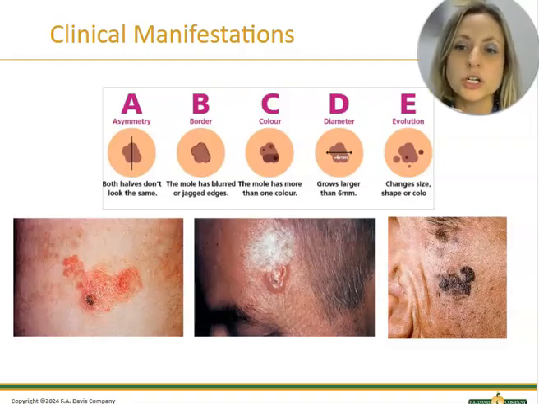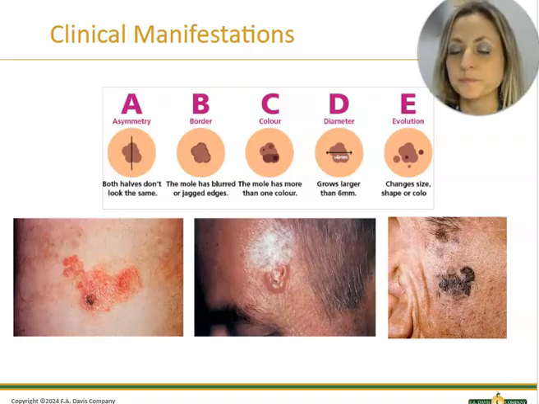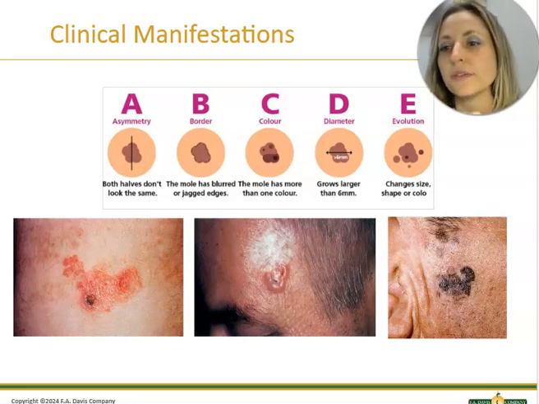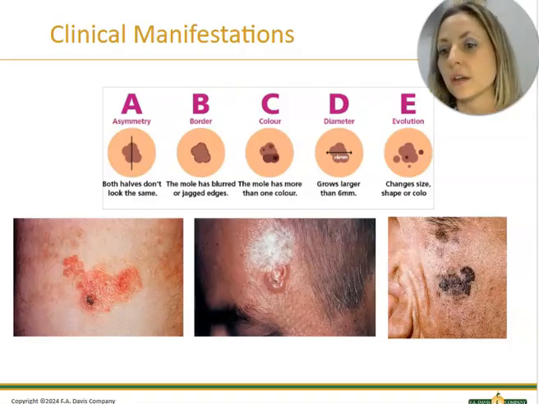If it grows larger than 6 millimeters, then we need to maybe do a biopsy. So 6 millimeters is about the size of a pencil eraser. And then if it's changing, so if you've had this same mole or freckle your whole life and now it's looking different, the shape's changing, the color's changing, anything like that, then that's something that we need to check out.